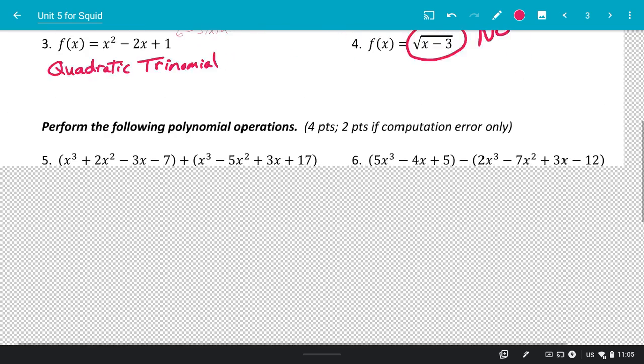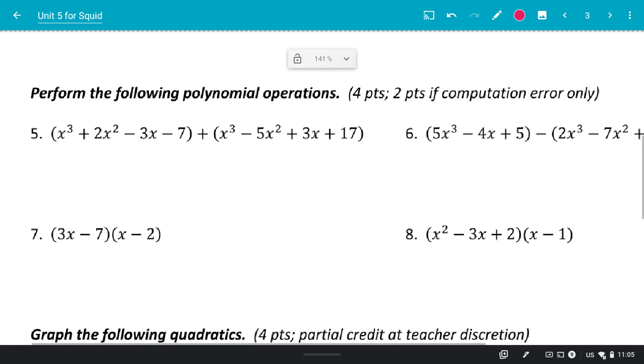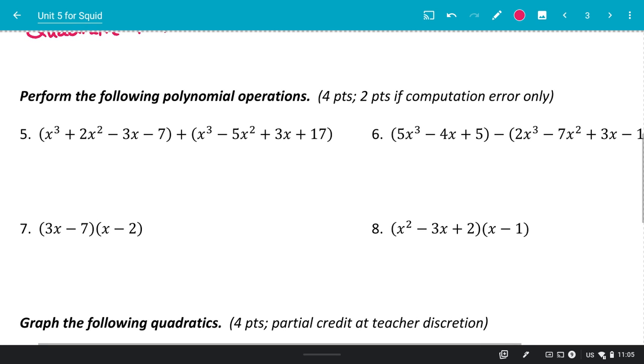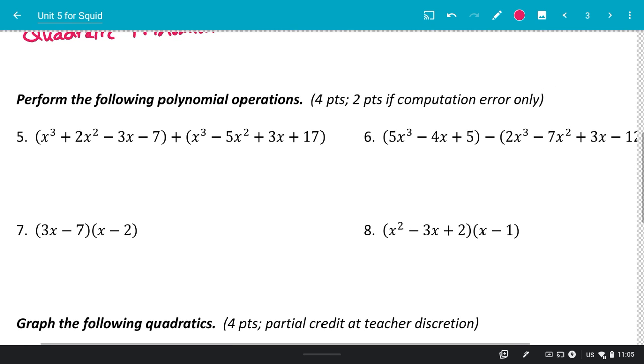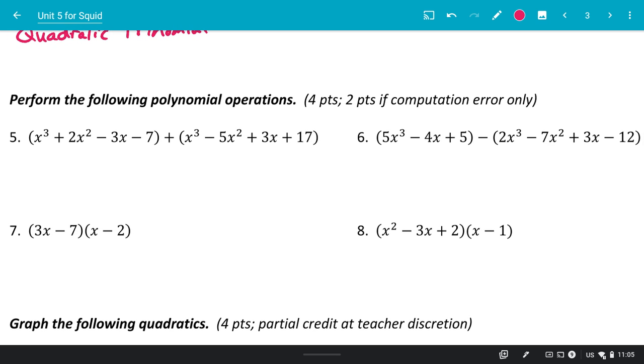Let's look at the next section. Now we're performing polynomial operations. We just talked about these in our problem of the day or our quizzes from today. So I would like you to go ahead and do number 5 quickly. I'm going to give you about 10 seconds.